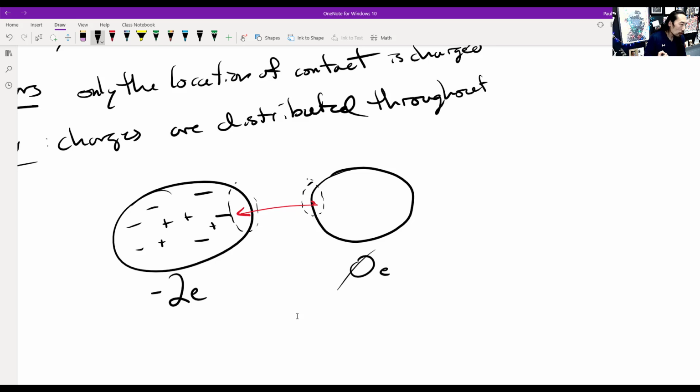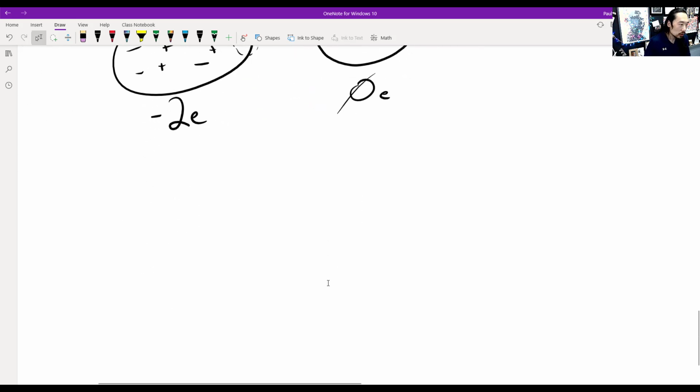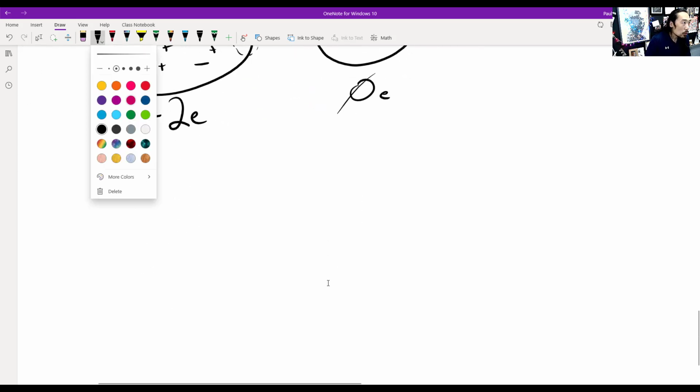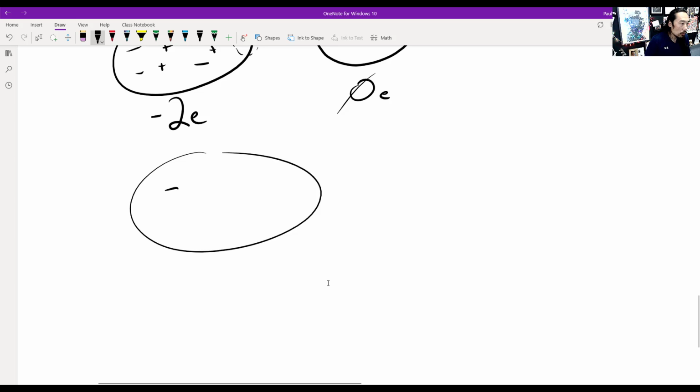Okay, so this is one of those conceptual things. Most of our examples will be thought of as conductors. So let's go into a conductor example, which is a little bit more clear cut. With the conductor example, same idea: 1, 2, 3, 4, 5, 6, 1, 2, 3, 4. Okay, so we have this negative 2e, and it touches this neutral object.